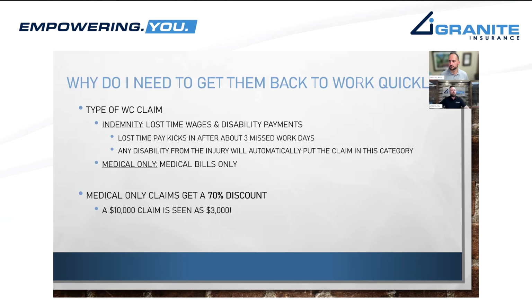All right. So now we're going to start to get into the weeds a little bit, but it's important to understand the basis. Workers' compensation claims are labeled as two types. They're either indemnity, which means that there are some lost time wages and disability payments, whether that's temporary or permanent, but in what we're talking about here is temporary.